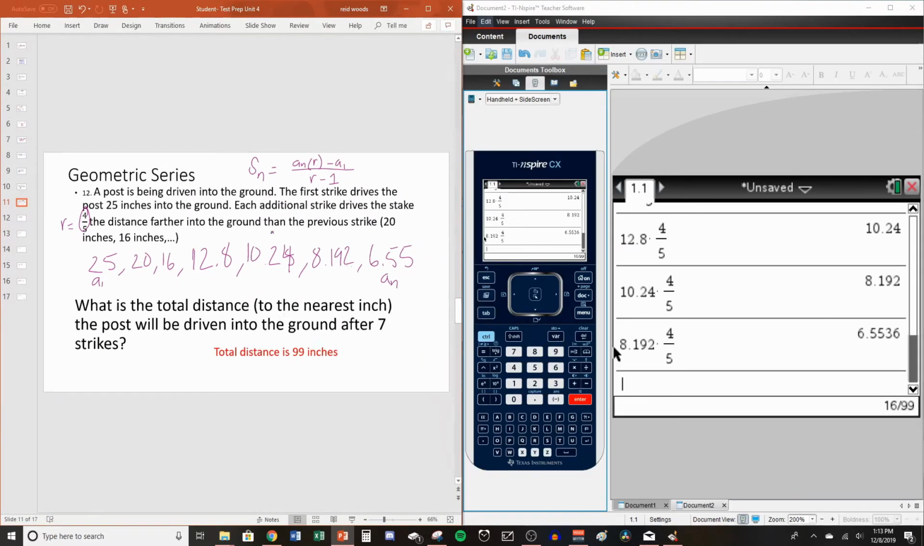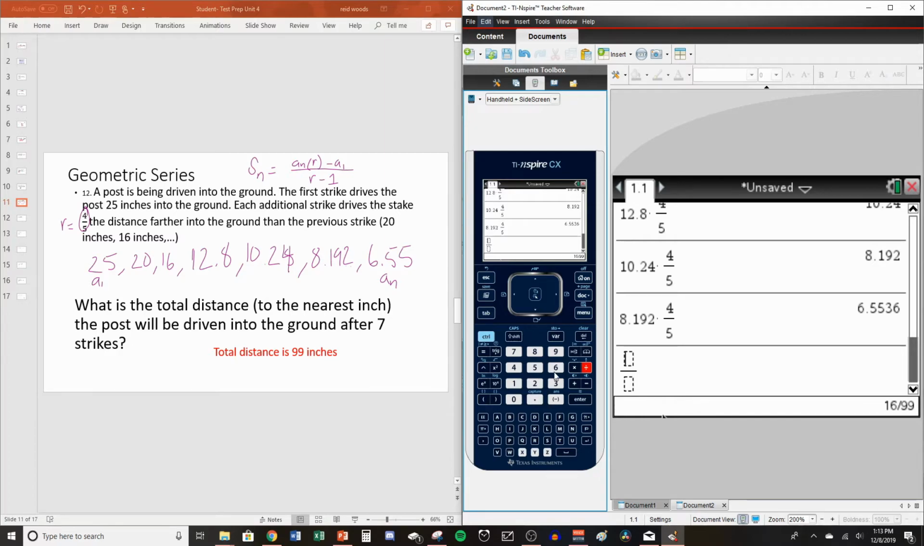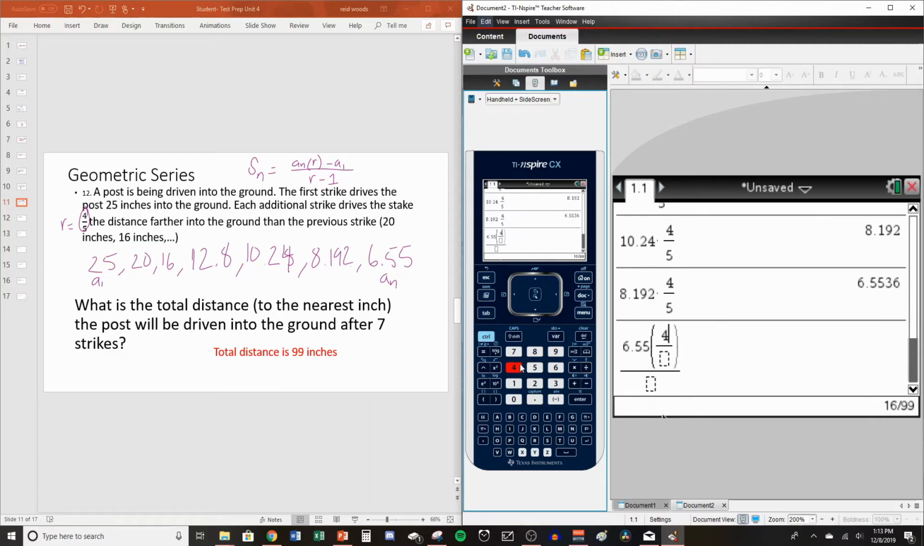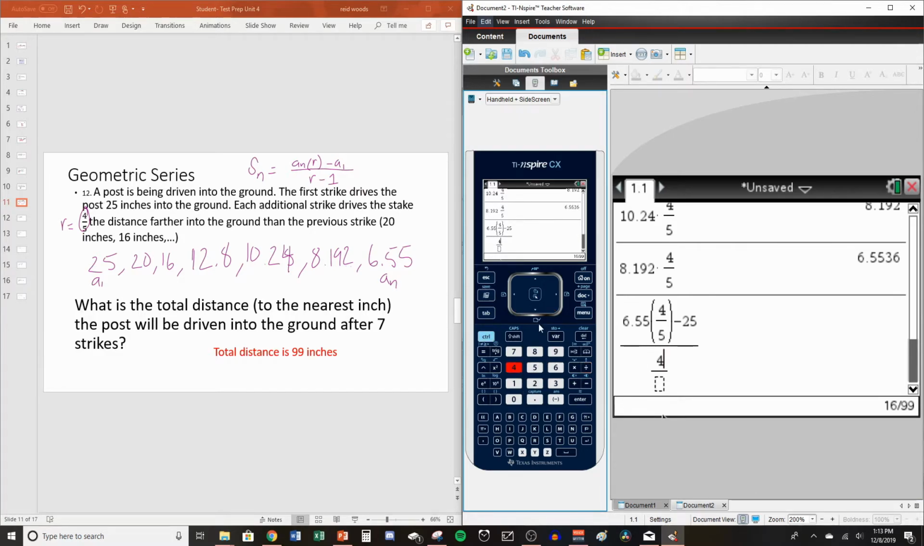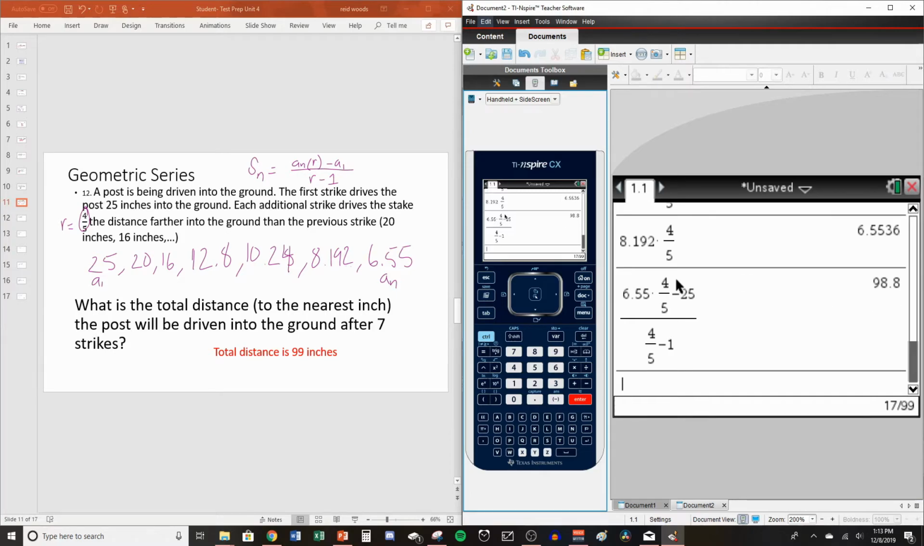So if I use that, and type this up, I can make a fraction, control divide. Let's put in our last term, 6.55. Multiply that by our 4/5. We're going to subtract the first term, which is 25. Go to the bottom, and we're going to do our 4/5 again. We're going to subtract it from 1. Let's hit enter. And you can see to the nearest whole inch, we get 99 inches adding that. I mean, again, you could just add these one at a time to get that answer, okay?